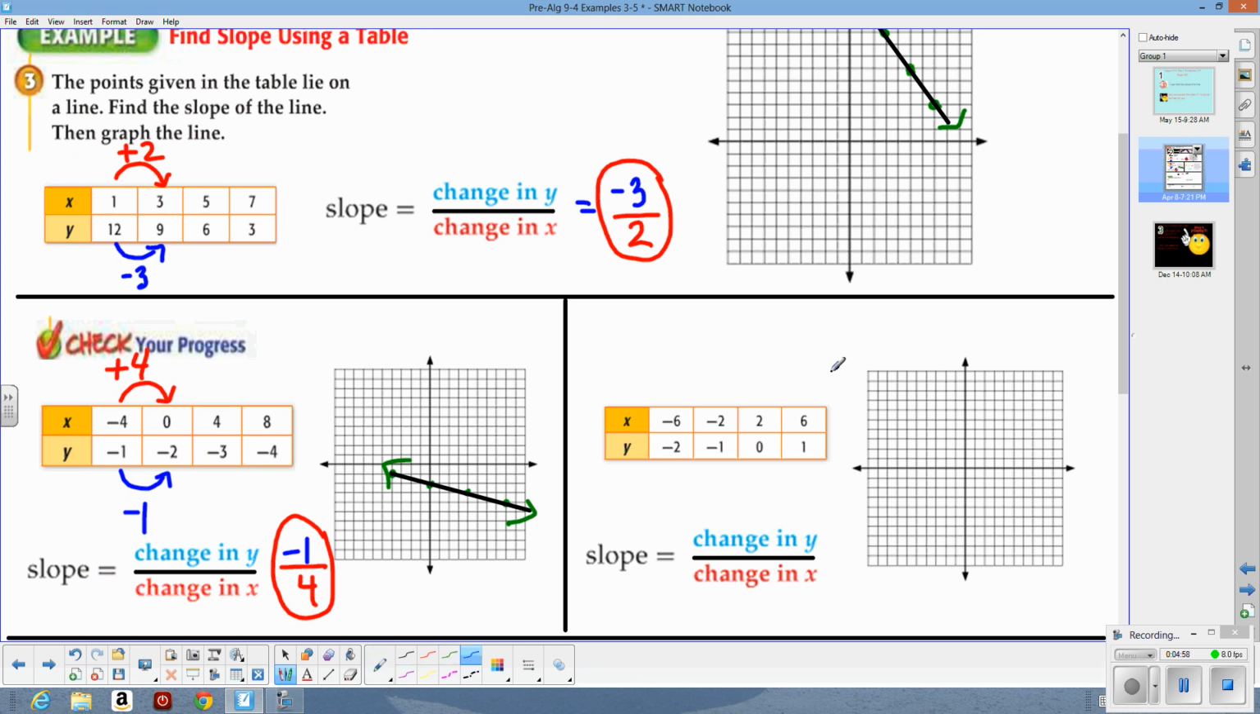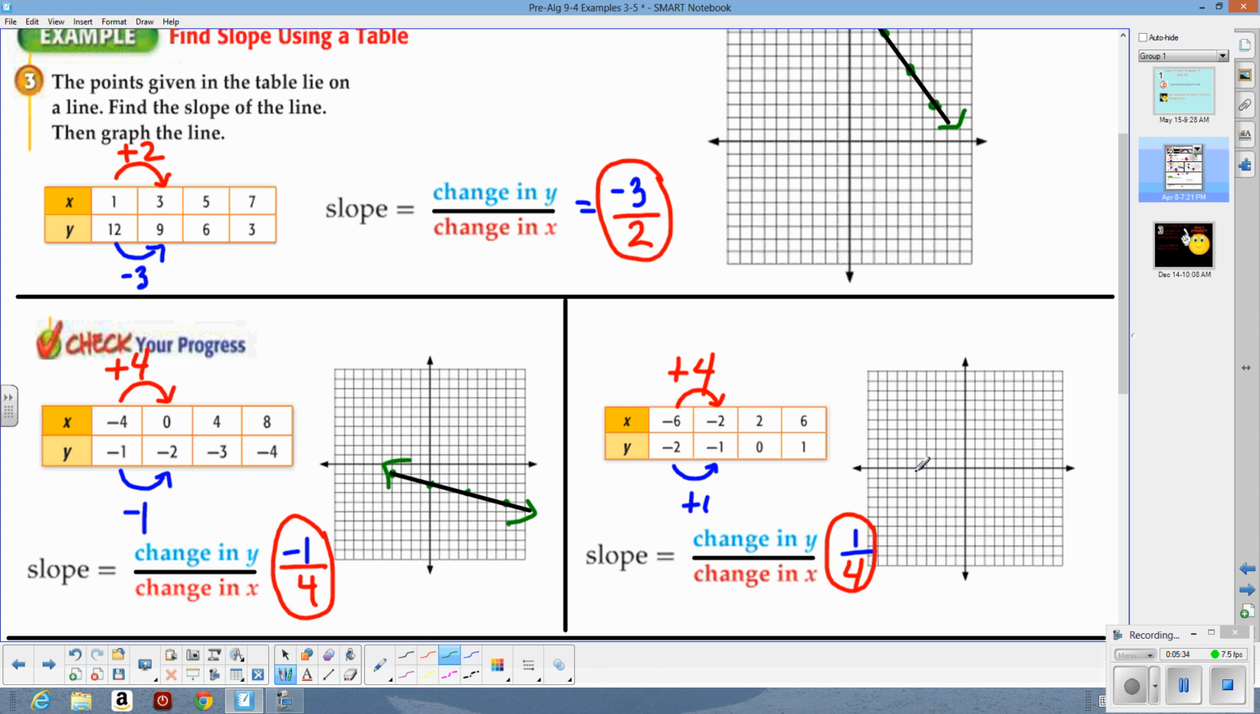All right, let's start with the next one. Change in y. From -2 to -1, that went up 1, so +1. And then the change in the x, -6 to -2, that went up 4. It's positive, so the slope, positive divided by positive is positive, so it's just 1/4. It's going to be a line that's going upwards.